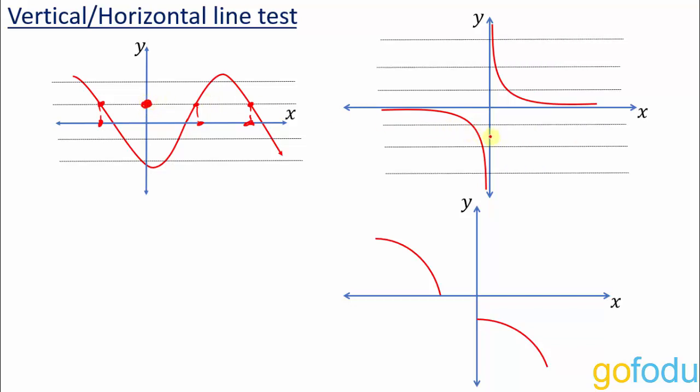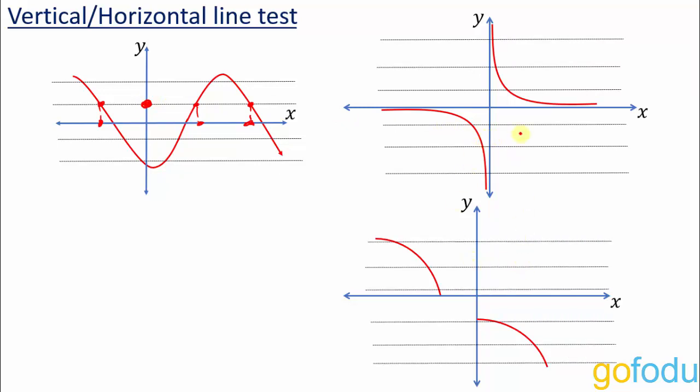Graph number 2 and graph number 4, these 2 are injective functions because the horizontal lines are not cutting the graph more than once. This value of y is obtained only by this x and no other. So only one value of y for one value of x. So this is an injective function.